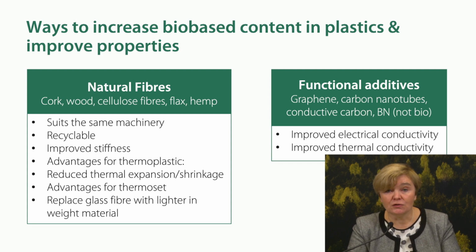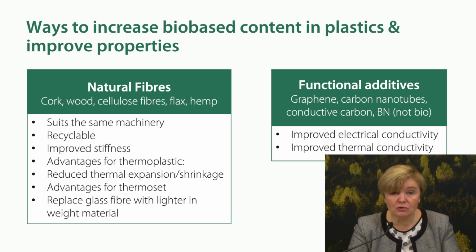And an advantage for thermoset composites, especially if you want to replace a glass fiber which is used in the composite, is that natural fibers have much lower density. So the end point is that you are getting much lower weight of the final product, and then you can calculate all the emissions related to the transport and use.